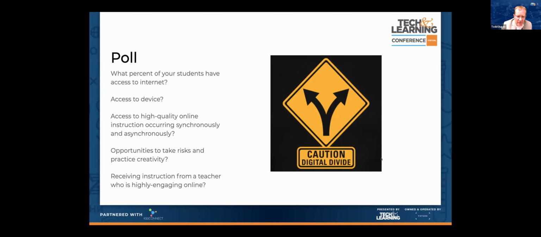So this one, if you're familiar with Zoom, you can do the reaction emojis. So when we go through some of these questions, react with an emoji, whether the thumbs up or the applause. Basically, do you have 100% of your students that have access to the internet? That would be a thumbs up, thumbs down question: do all of your students have internet access?